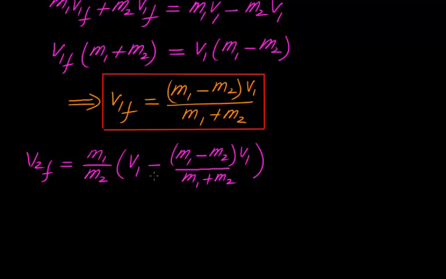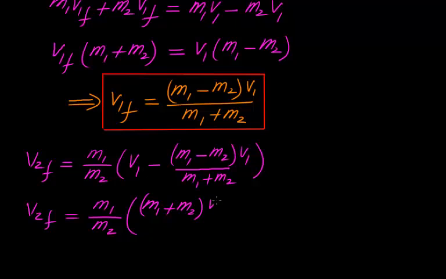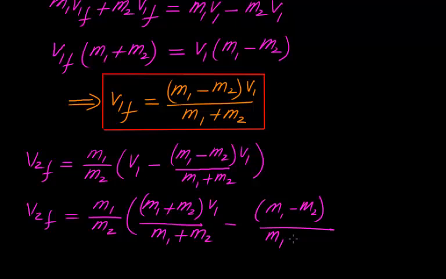Now let's bring the terms inside the parentheses to the same common denominator. The expression becomes v2 final equals m1 over m2 times m1 plus m2 times v1 divided by m1 plus m2, minus m1 minus m2 divided by m1 plus m2 times v1, close the outside parenthesis.